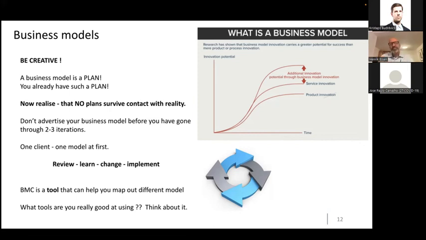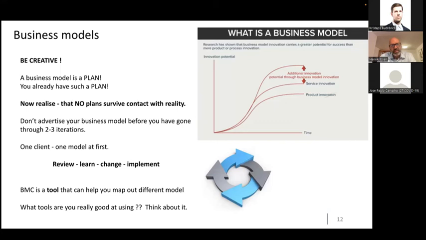So you have a plan, and the thing you need to realize is that any plan will not survive contact with reality. And this is your first rule here. You have to know that when you start with a business model and start realizing your business model plans, the first thing that will happen is that it doesn't work. And the thing you shouldn't do is panic, because this is normal. So try to find out what does not work, how you can change it, and how you can turn it into something that works.